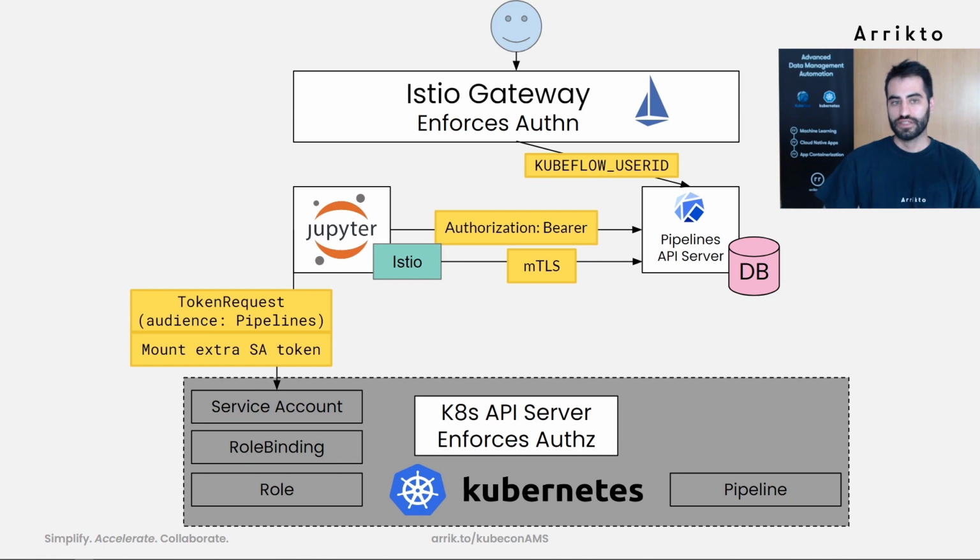Finally, the Pipelines API server, now that it knows who the user is and what the user wants to do, will ask the simple question of, can user do action on a resource in namespace? And issue a subject access review call to authorize the request. Depending on the answer of the authorization decision, the Pipelines API server will then execute an action on its database.